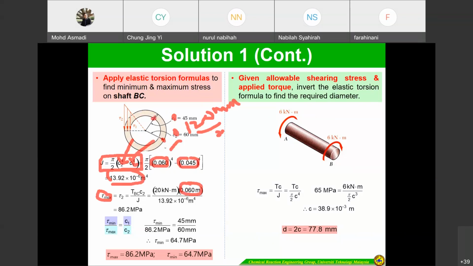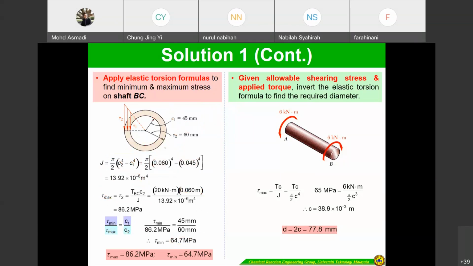For tau min, we use the inner diameter. So we just use the ratio of C1 to C2 and tau max. So we can get 64.7. Is it clear, this one?